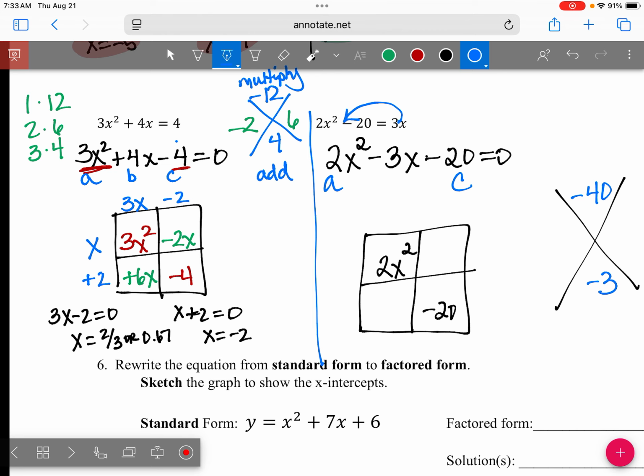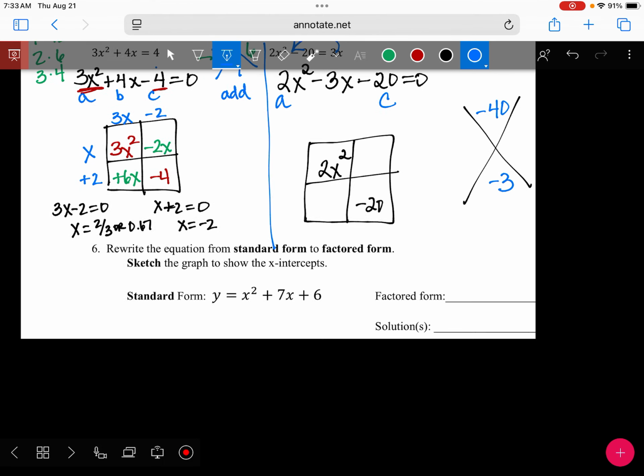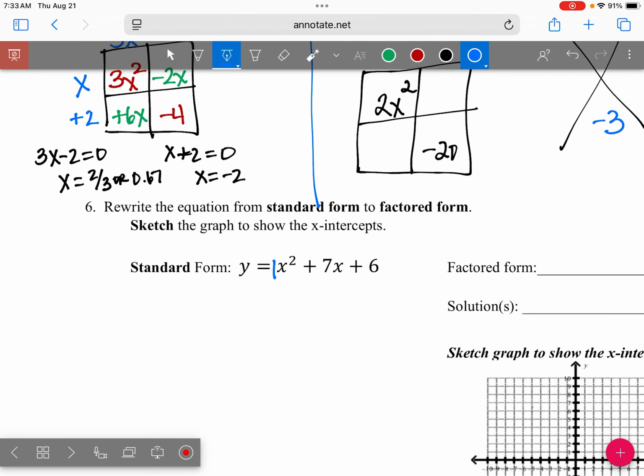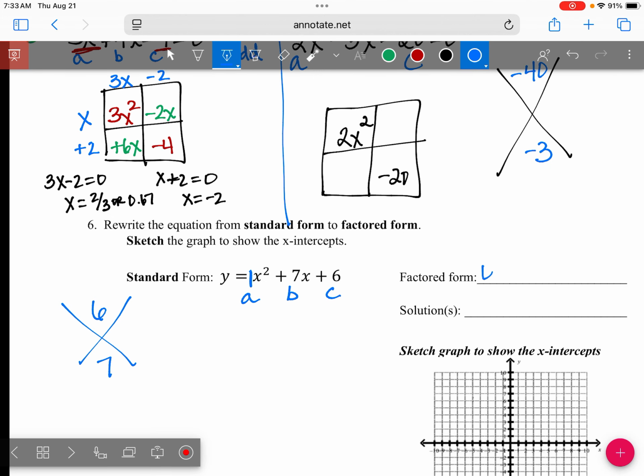Now let's go down to question 6. Question 6 says, write it in factor form and then sketch a graph. So fortunately for us, a is 1. We don't need to make a box. So we got a, b, and c. I need 2 numbers that would multiply to 6 and add to 7. So I'm going to just make my parentheses over here. Go ahead and put an x in the front.